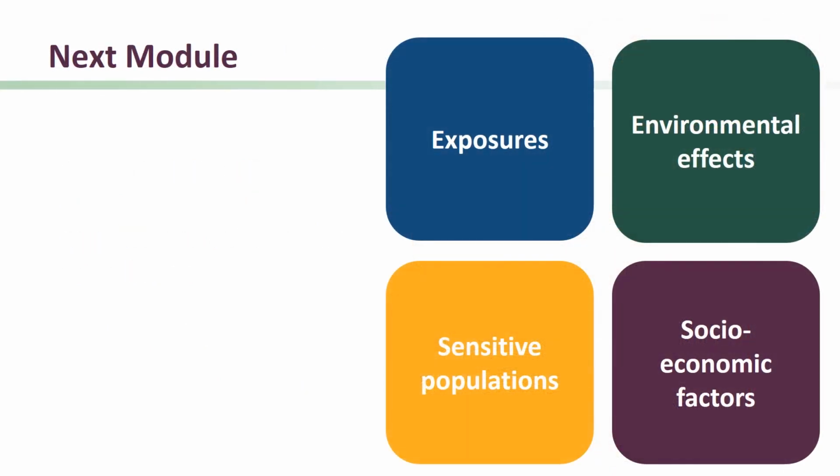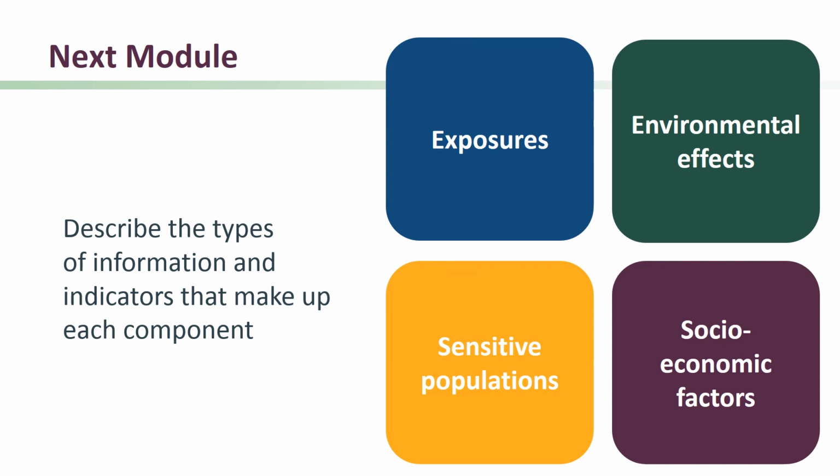We've seen that the CalEnviroScreen model includes 4 components that capture different factors that can affect communities. In the next module, we'll describe the types of information or indicators that make up each component.